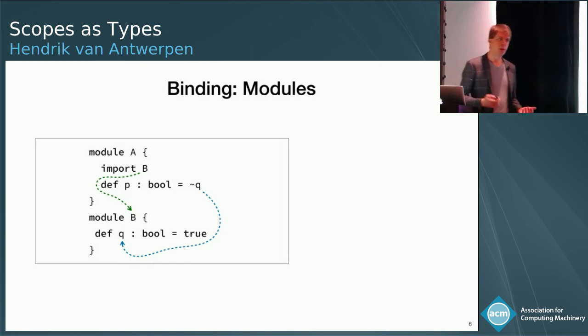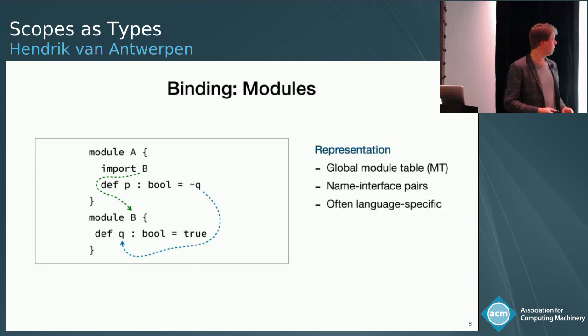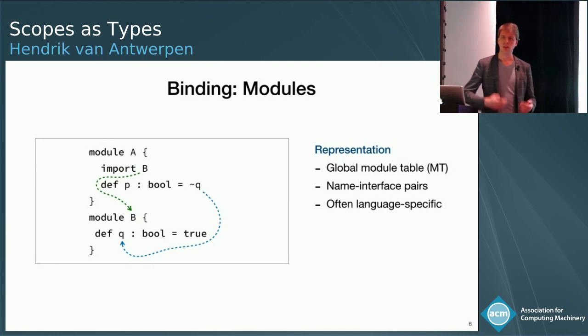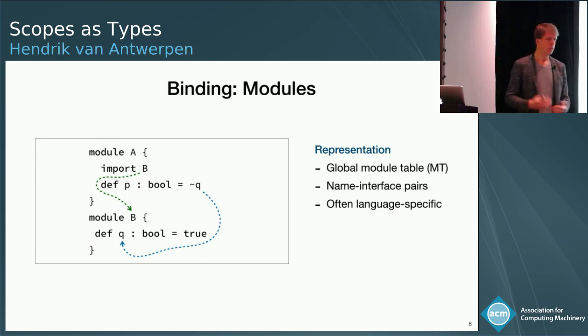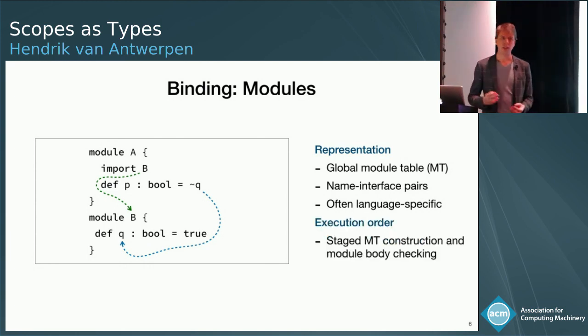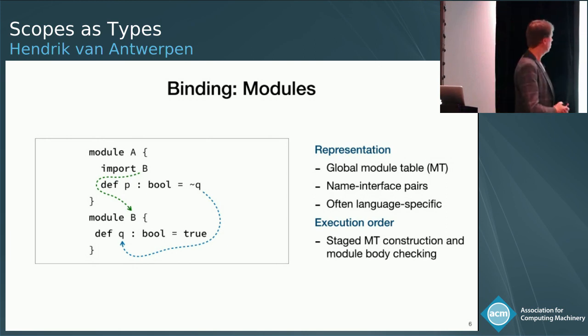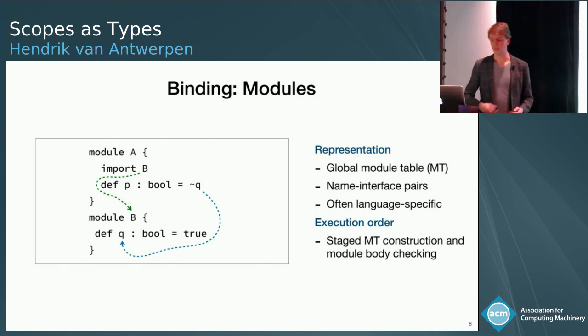And these kinds of binding patterns require some kind of global module table where we describe the interfaces of the modules that we are dealing with. The representations of these interfaces are very often language specific. And if we think about a type checker that type checks something like this, then we have some kind of staged approach where we first compute this module table and find all these interfaces, and then based on that we check the bodies of the modules.